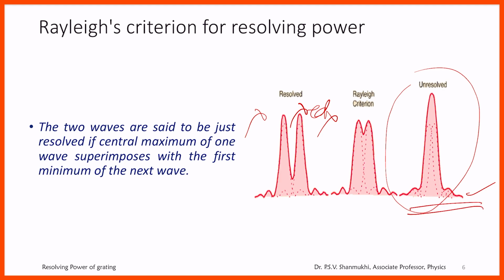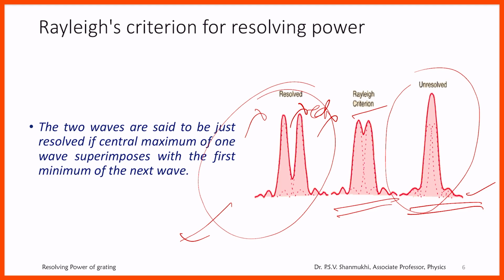And coming to this one, here also you observe almost the two central maxima superimposed. Again here also there is no resolution at all. And consider this one. In this case you observe the central maximum of one wave and the first minimum of the next wave. These two are superimposed, so automatically we say that the two wavelengths are said to be resolved.